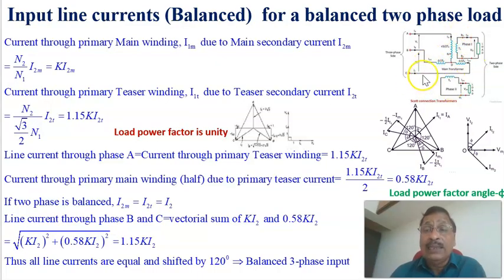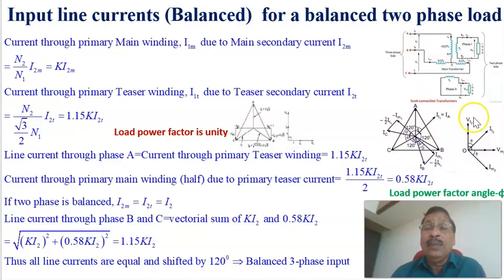the line B and C can be obtained by vectorially adding half of the teaser current to the current due to this load, and this will be the resultant vector, which is the line current in phases B and C. From this, we can say that the line currents are of equal magnitude, and again they are displaced by 120 degrees.